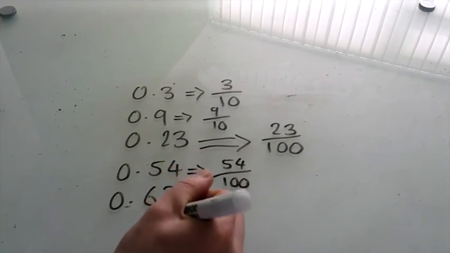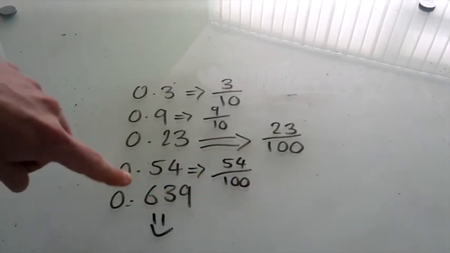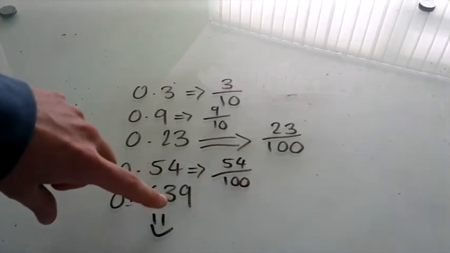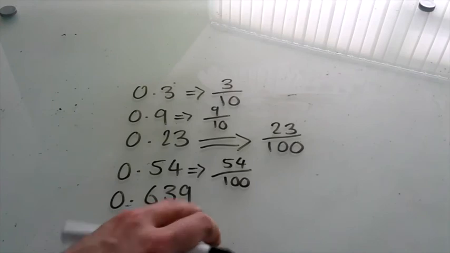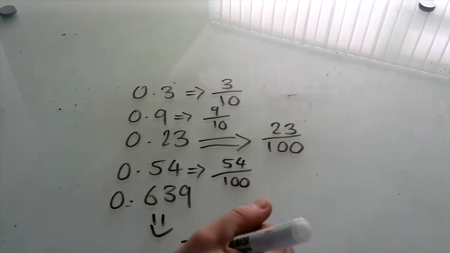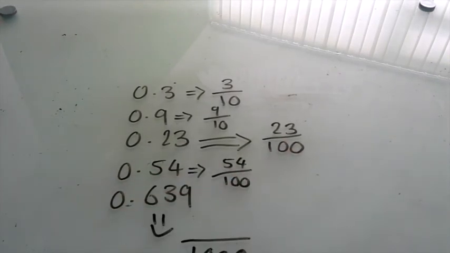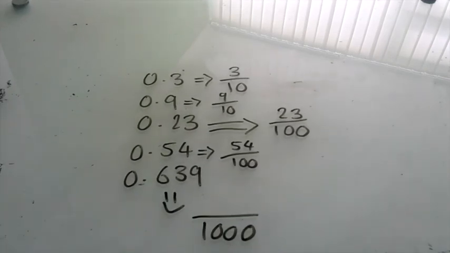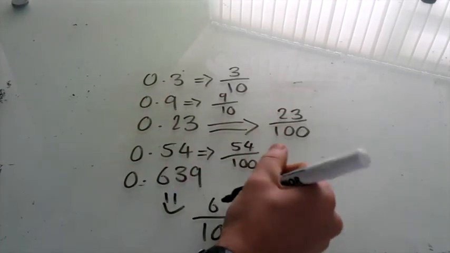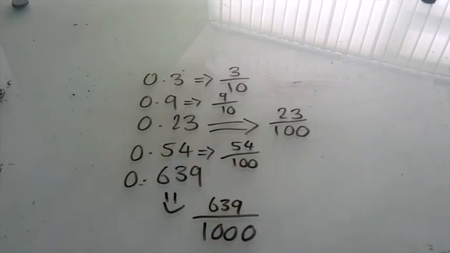And finally, our challenge, you've got a 6 in the tenths column, 3 in the hundredths column, but you've also got a 9 in the thousandths column. So because our 9 is in the thousandths column, we need to put 1,000 on the bottom as our denominator. And then we take our value and we put it on top. So it'd be 639 over 1000.